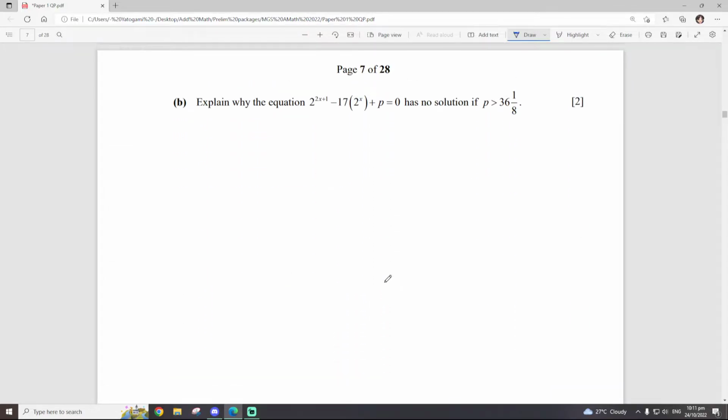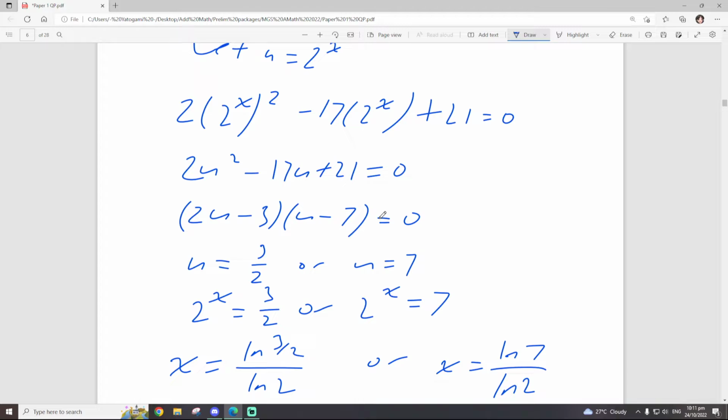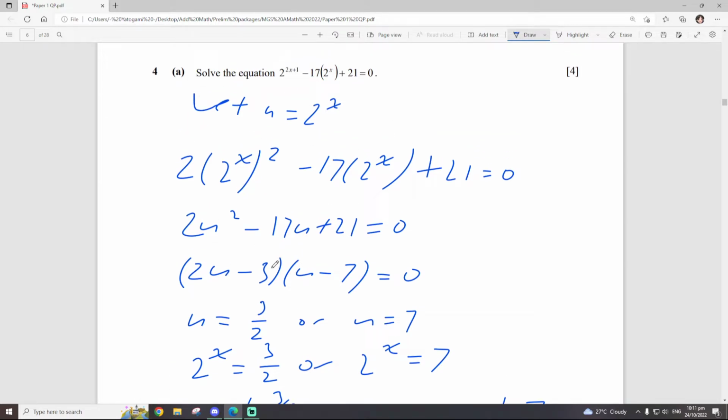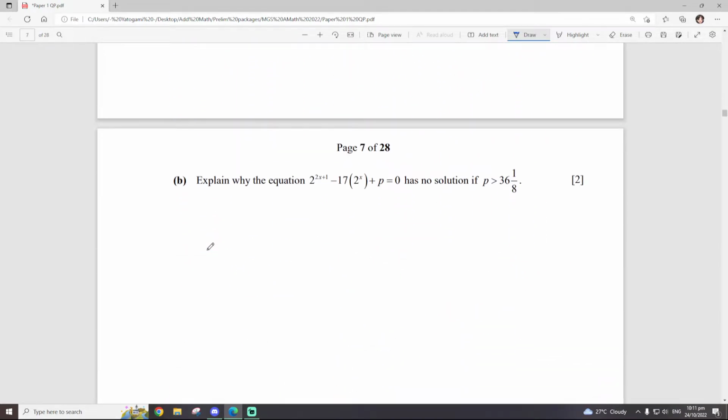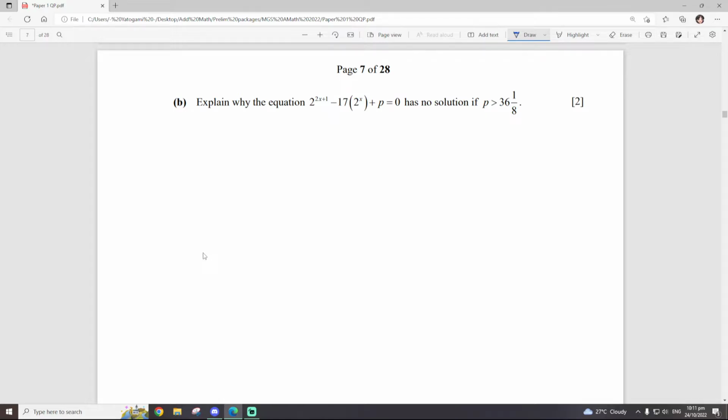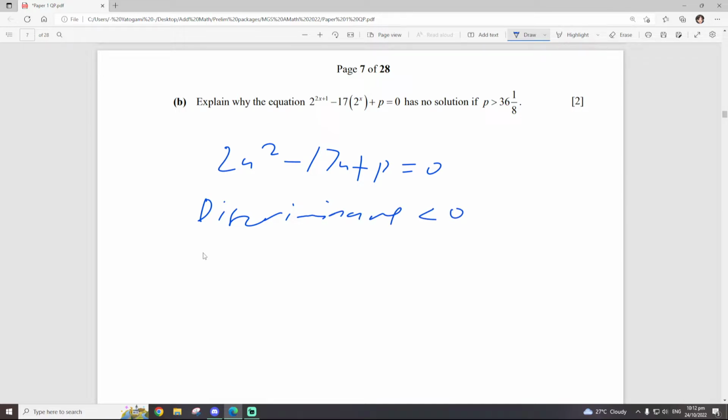Explain why this equation does not have a solution if p is greater than this thing. Okay, so we're going to consider the equation. We've reduced this equation already. We can see that the corresponding equation is 2u squared minus 17u plus p equals 0. And for this, we can consider the discriminant. We need the discriminant to be less than 0 for no solution.